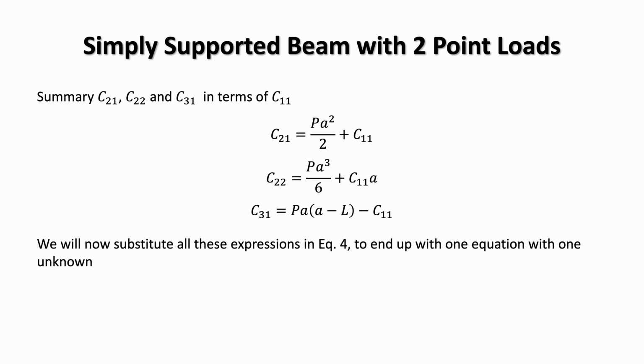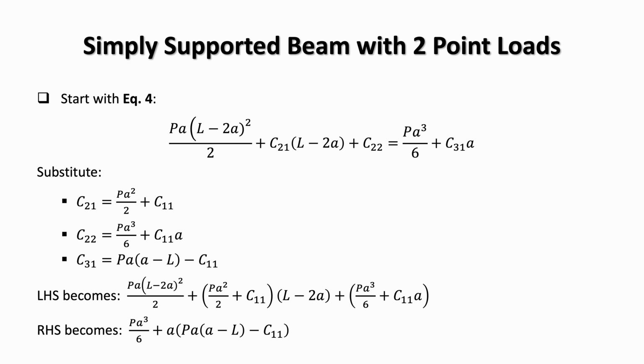Just before we do that, let's summarise the expressions we've obtained for the remaining constants in terms of a single unknown C11. From the earlier equations, we got C21, C22, and finally C32, all expressed in terms of C11. The final step is to substitute these expressions into equation 4, which we've not used yet, and this will give one single equation with one unknown, which we'll then solve to determine C11 and then back substitute to find the remaining constants.